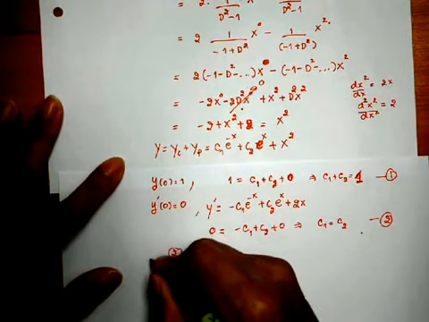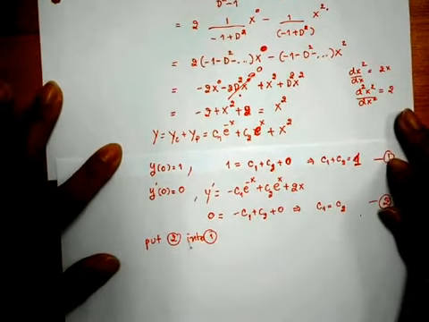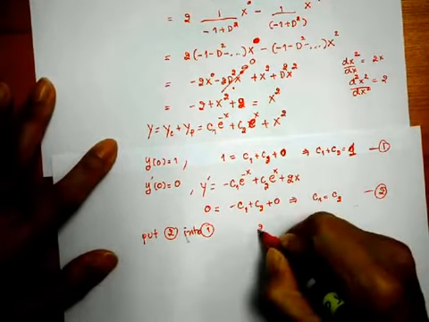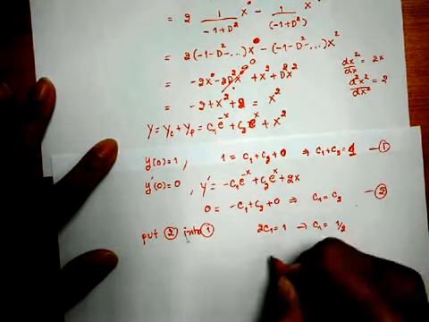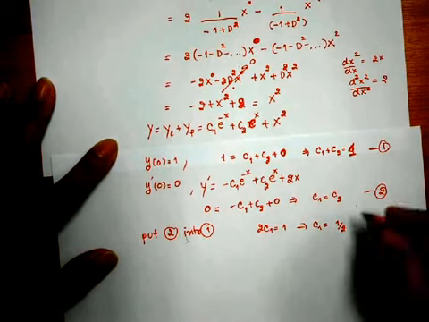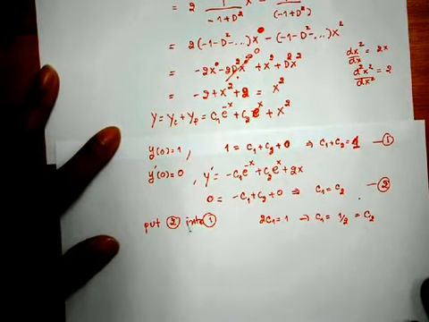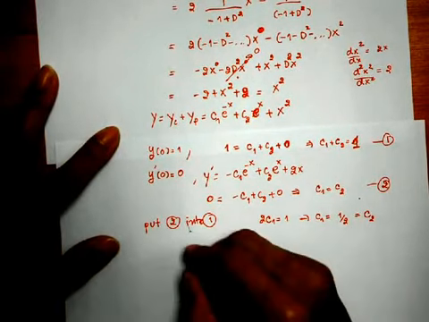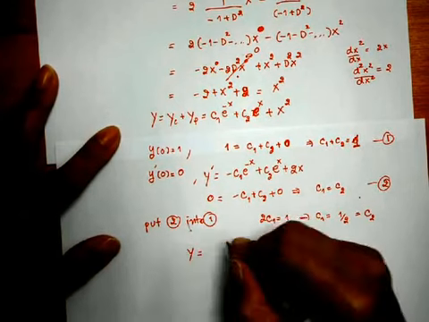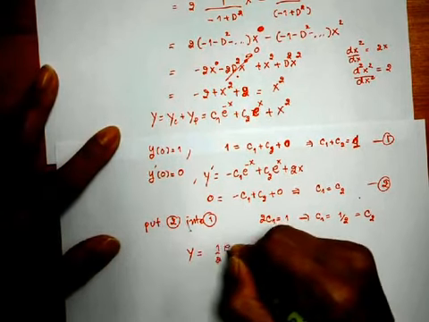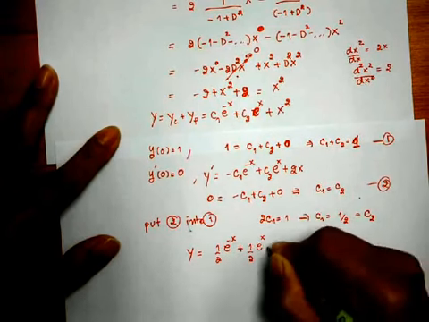We put 2 into 1. We would get 2c1 is equal to 1, so c1 is equal to 1 over 2. Since c1 and c2 are equal, c2 is also equal to 1 over 2. So the final answer is y is equal to 1 over 2 times exponential of minus x plus 1 over 2 times exponential of x plus x squared.